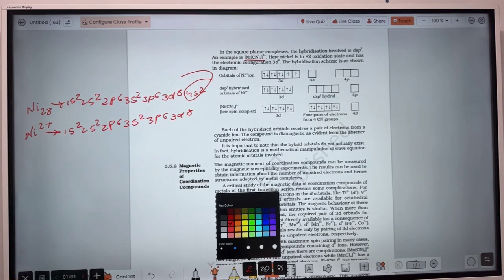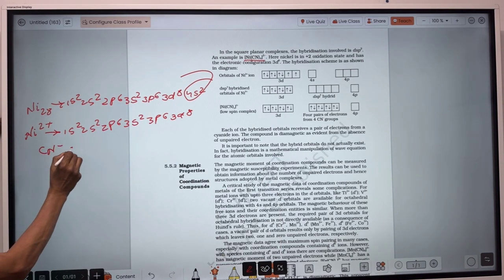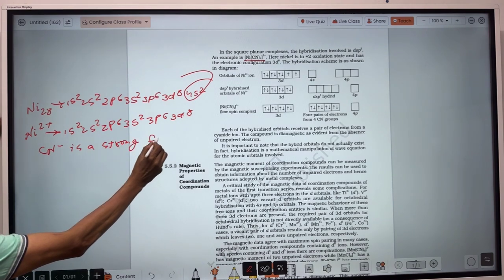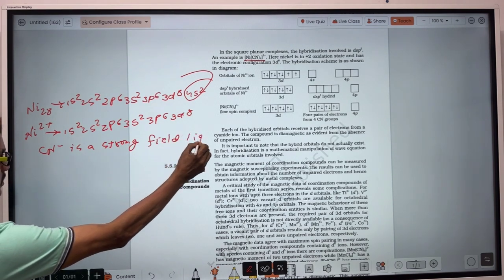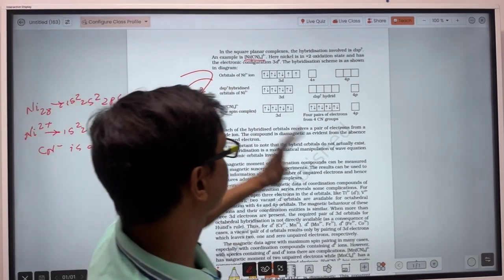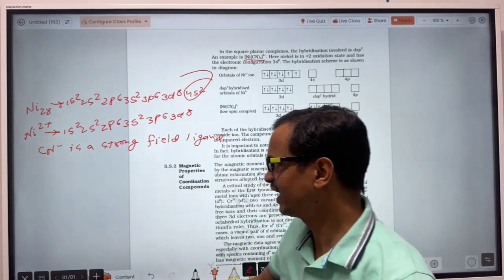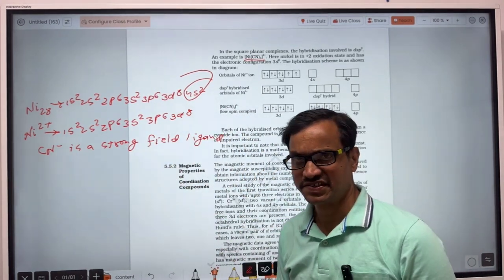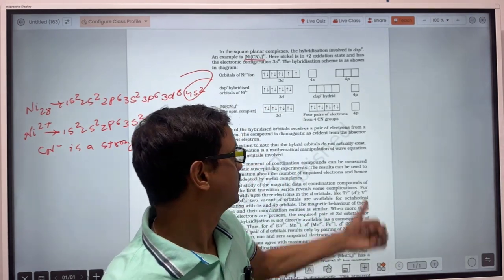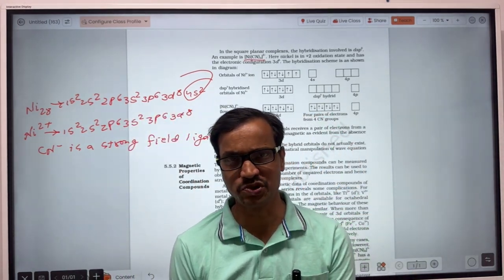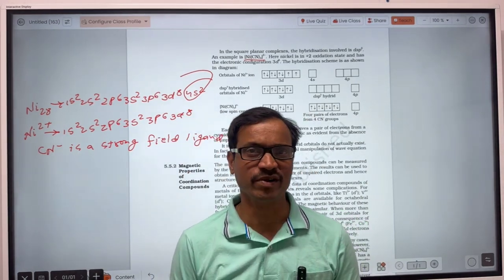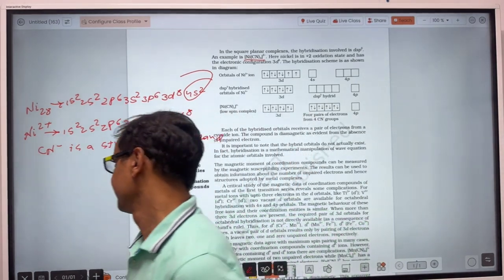Then after, what happens when CN minus is a strong field ligand? CN minus is a strong field ligand. So when CN minus approaches towards Ni2 plus, since CN minus is a strong field ligand, it will induce the pairing of electrons.